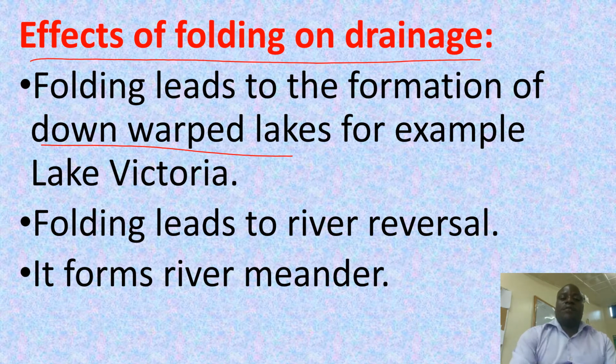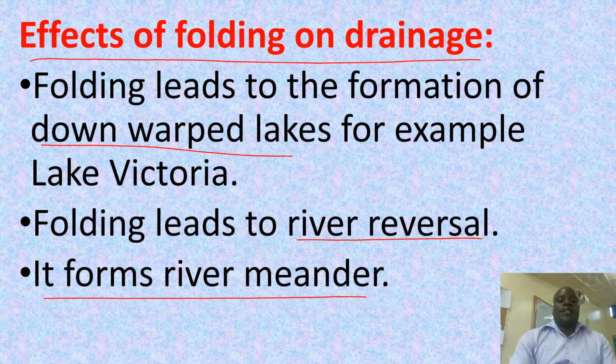Folding leads to river reversal. It can change the direction of a river. For example, if the river is flowing and it meets an upwarped area or a crest, an area which has been folded upwards, it will not climb that steep slope. Instead, it will change its direction towards a trough. You know, they say water finds its own level, and we believe that rivers flow from highlands to lowlands.